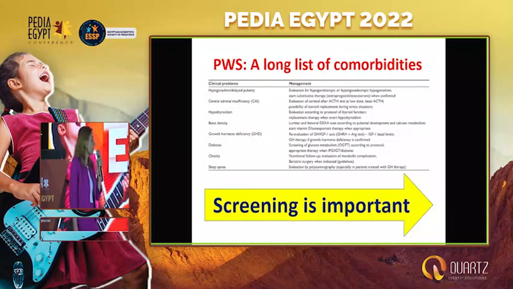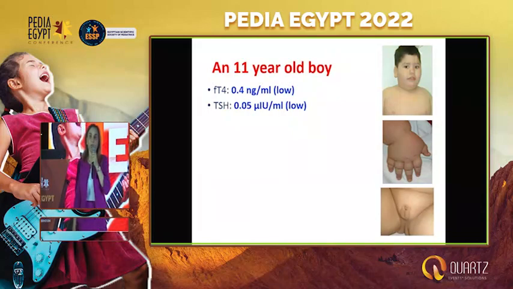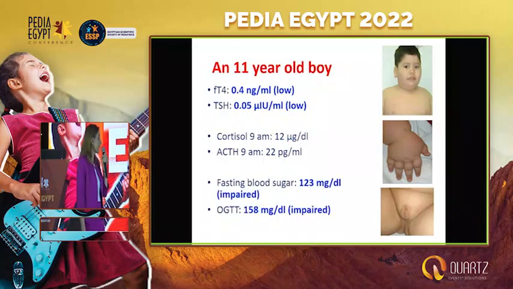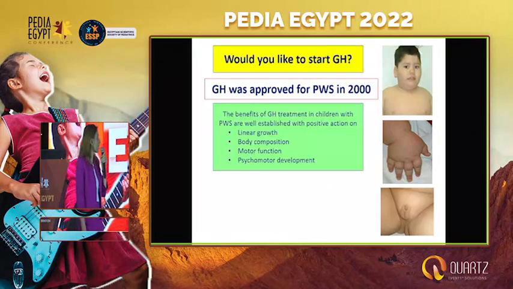And of course, there is a very long list of comorbidities that we need to screen in Prader-Willi syndrome. And this is what we did in this boy. We found low T4 and TSH. This is central hypothyroidism. The cortisol and ACTH were normal, and the boy had impaired fasting blood sugar and oral glucose tolerance test. Of course, growth hormone is approved for Prader-Willi syndrome at the year 2000, and there are a lot of benefits in those children, not only on the height, but on the shape of the body, the composition, the motor function, and the psychosocial development.